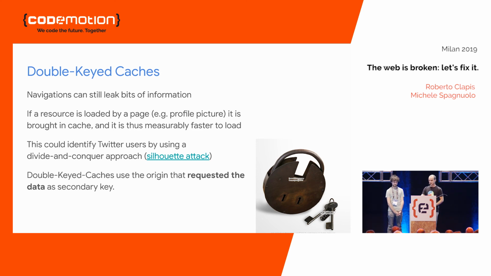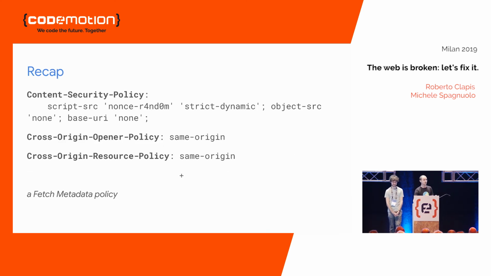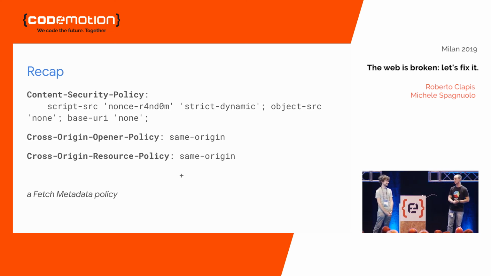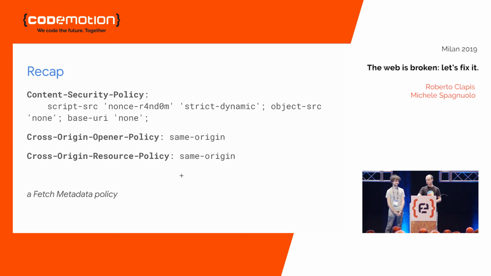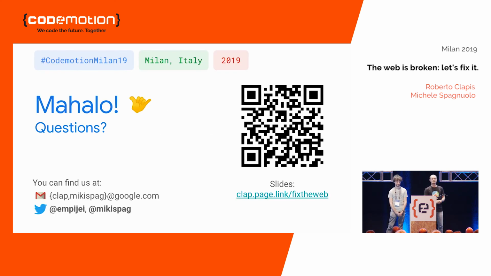So in very few seconds, you can identify the exact user that is visiting your site. To do a little bit of recap, most of the stuff we talked about was just in browser, so you shouldn't have any work to do. There is CSP, Cross-Origin Opener Policy, and Cross-Origin Resource Policy that you have to simply add, and a Fetch Metadata policy for which I linked to a repo, so you can just go there and write it in your own language. It's 5 lines. And thank you.